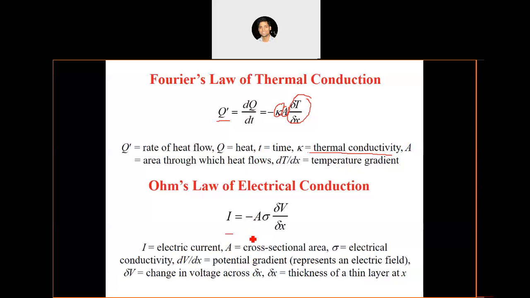And we can draw a parallel with the electrical conductivity also with Ohm's law, right? Here we were talking about a sort of heat current, isn't it? Here we are talking about electrical current, and that is also proportional to the cross sectional area and voltage gradient. And the proportionality constant is known as electrical conductivity.